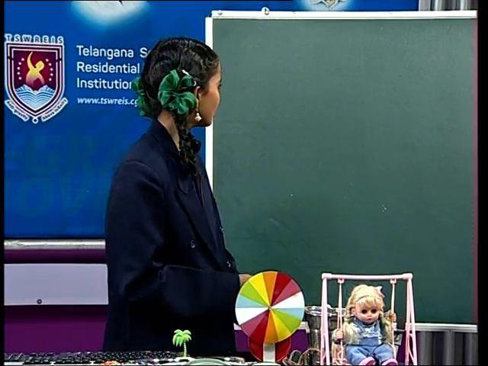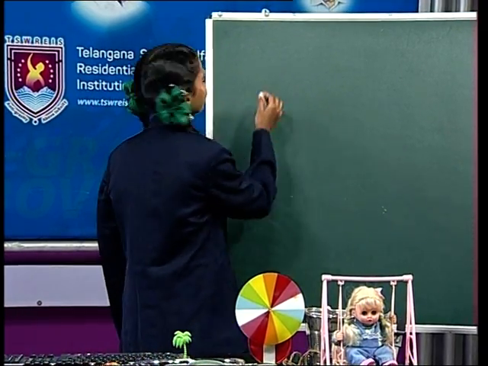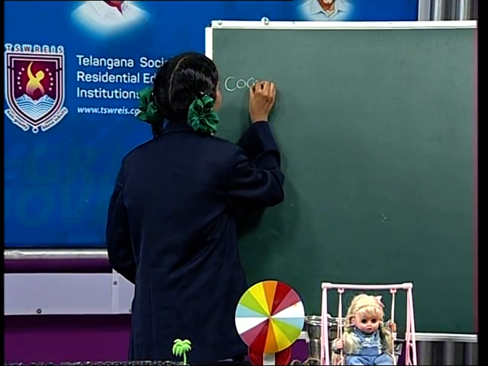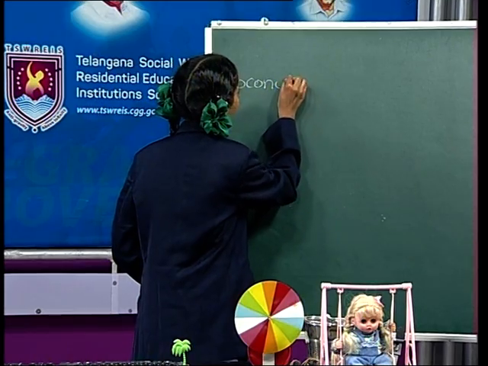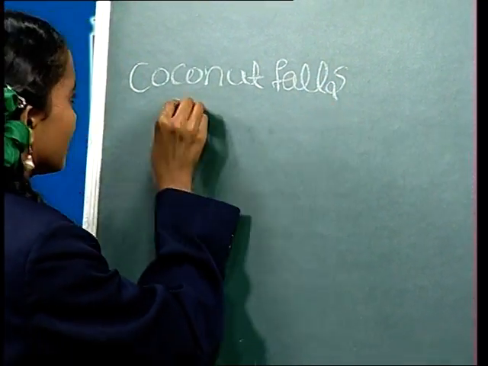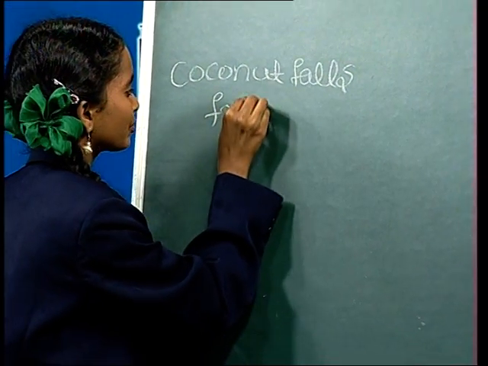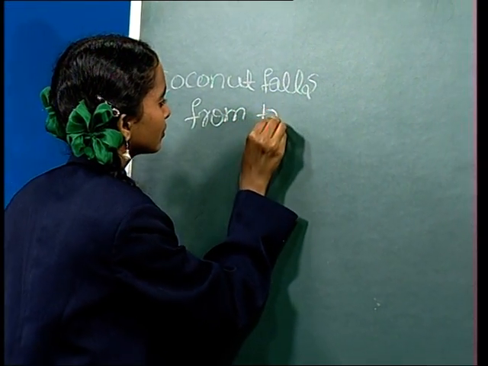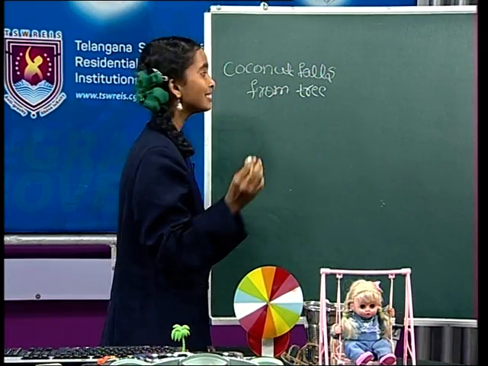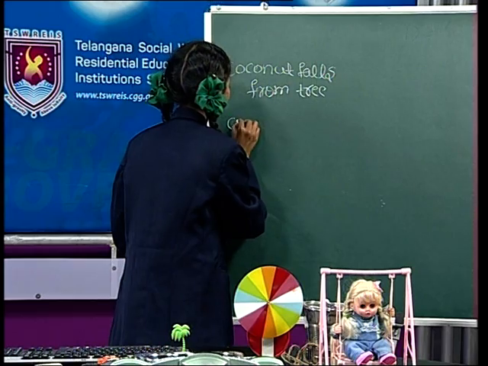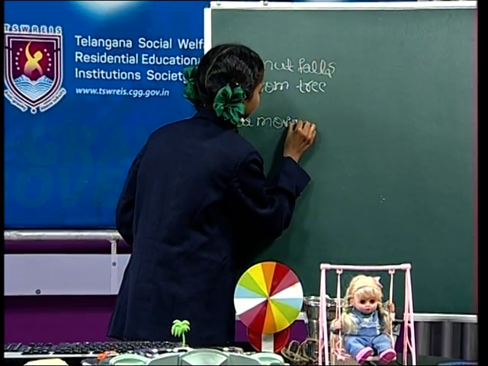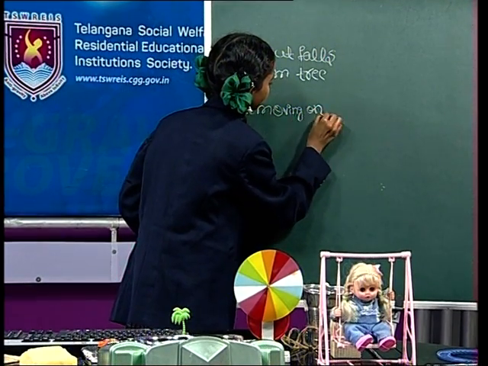Yes, tell me some more examples. Yes, coconut falls from the tree. Very good. Next, can you tell some more examples? Yes, very good. Car moving on a straight road.